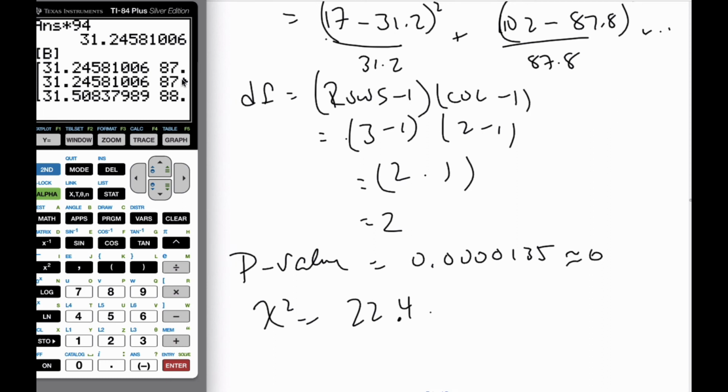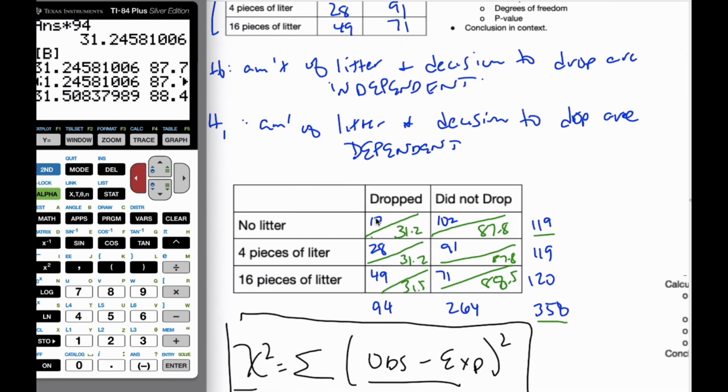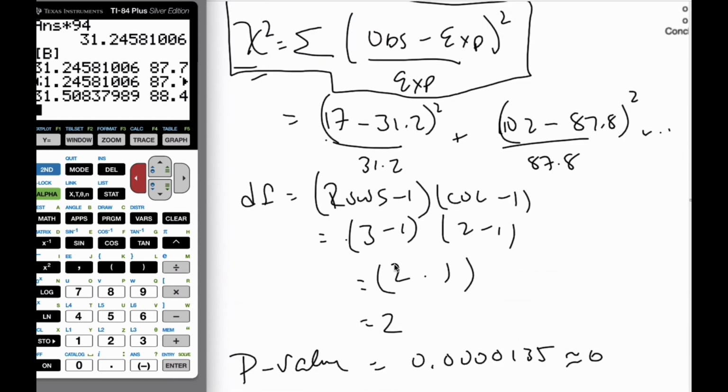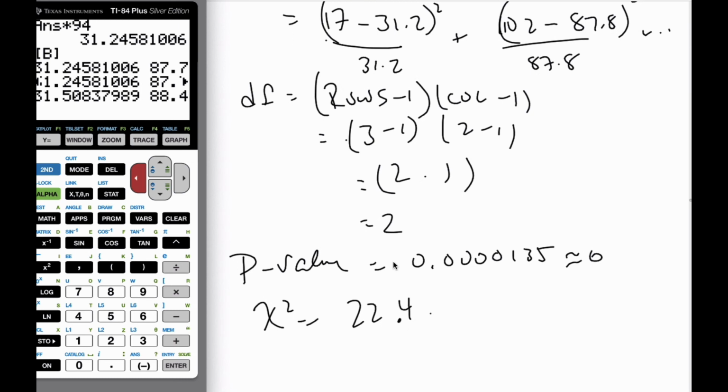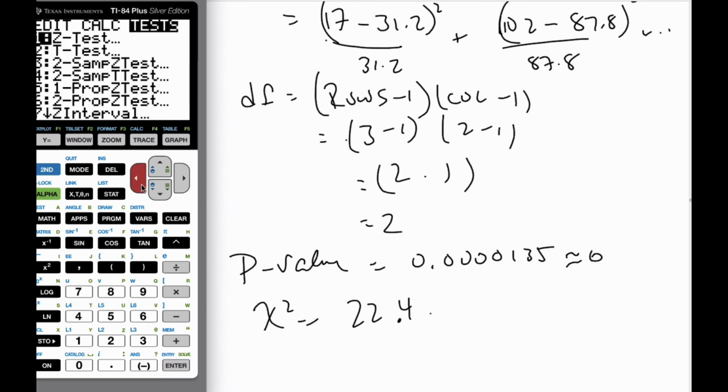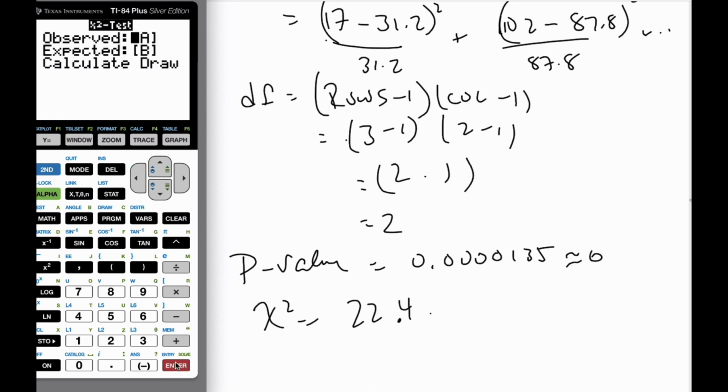And if I go to my matrix, to B matrix, if I look at it, it will put all my expected values into the matrix here. And you can see there's a little arrow there, so if I scroll to the right, I can see them. So the calculator will do all the expected values for you. If you want to see, I believe it will graph it for you. I'll talk about the chi-squared graph. We'll draw it.